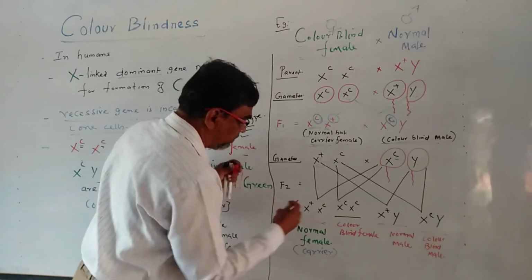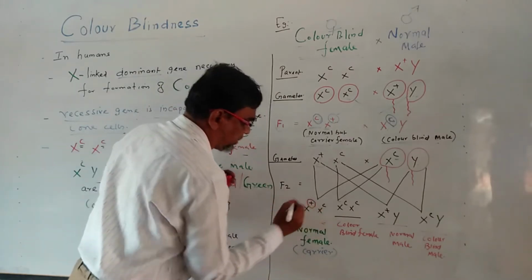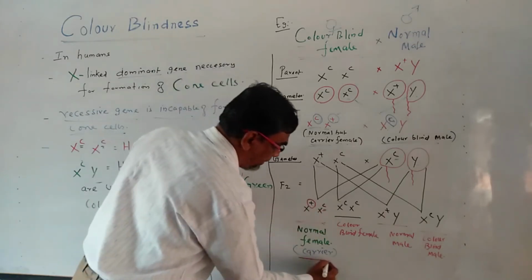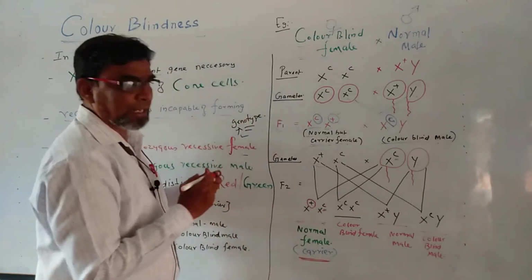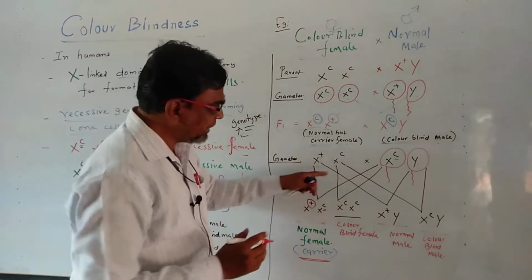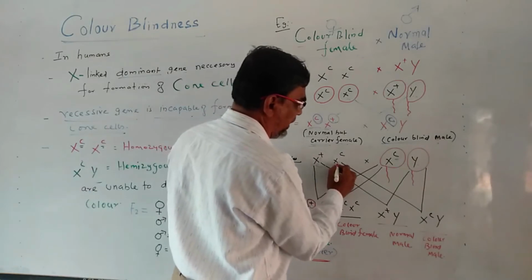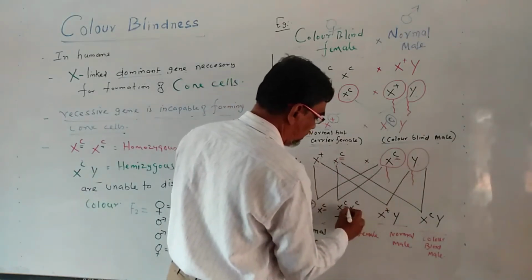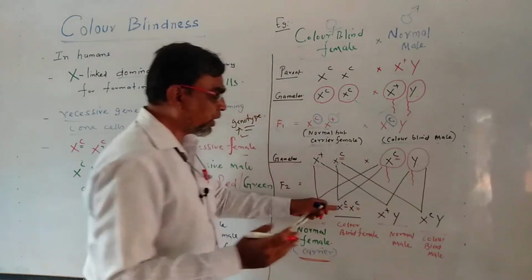Because the dominant gene is present, but the recessive gene is also there, so it is called what? Carrier. She is a carrier. They have normal vision, but are carriers. Here, the second type of gametes, X^c with X^c. Both are recessive. There is no dominant gene.